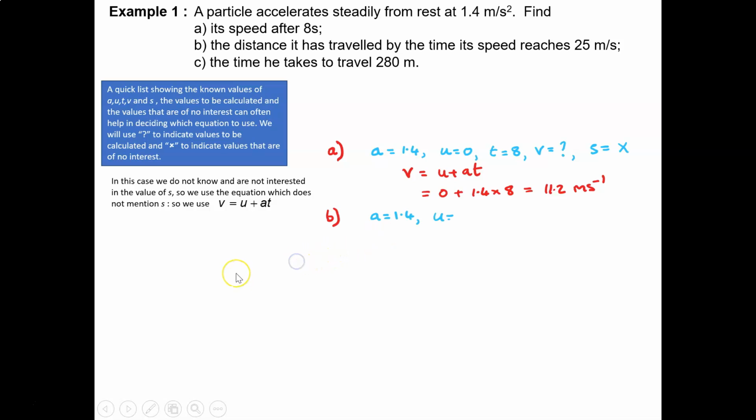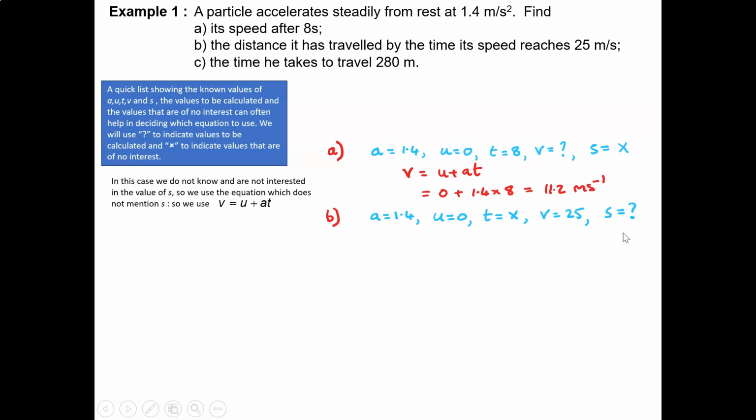So B, what do we know? A is 1.4, it's the same for all parts of the question. U is 0, starting from rest. T, we don't know and we don't want to find. V now is 25, so when the speed reaches 25, V is equal to 25, and S is what we want to find, the distance it has travelled. Sometimes the distance it has travelled and the displacement are not the same, so be careful. This is going steadily from rest, so it should be the same. So S is what we want to find.